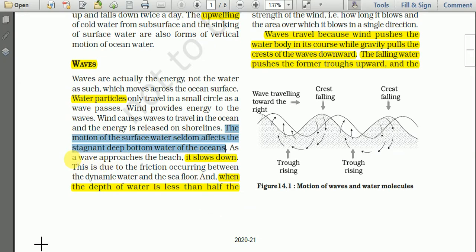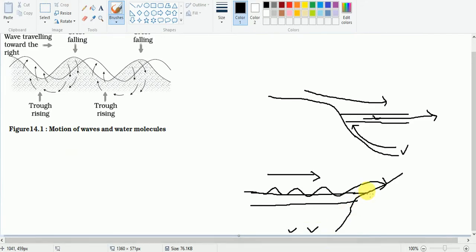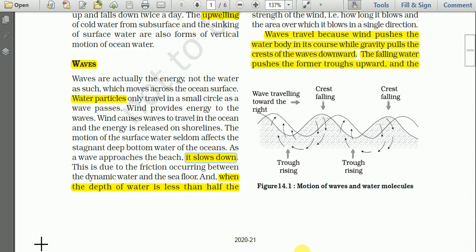As the wave approaches the beach, which is a narrow strip of land along the coast, it slows down. This is due to friction occurring between the dynamic water and the sea floor. Why are the waves slowing down when they approach the beach? It is due to the friction between the water and the sea floor.